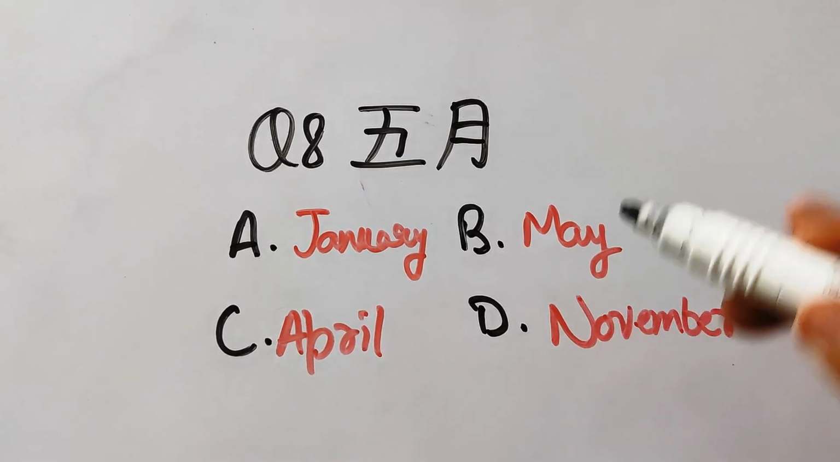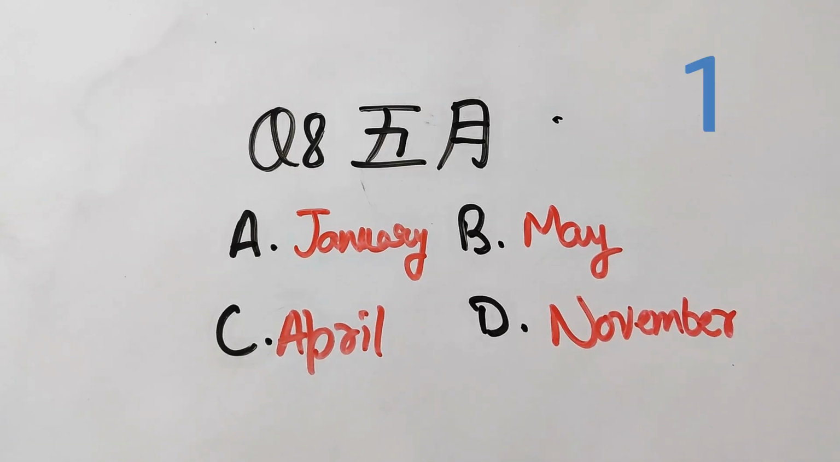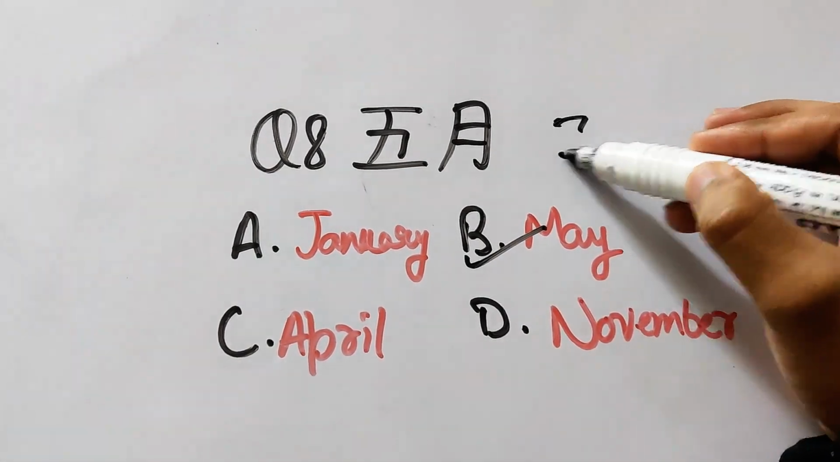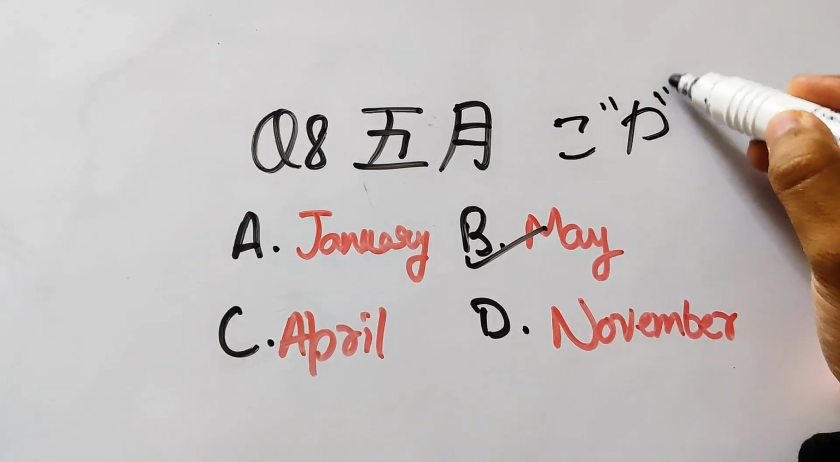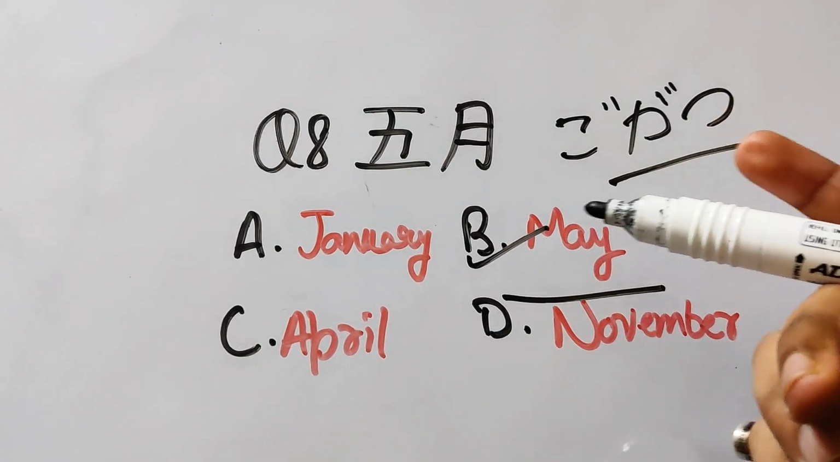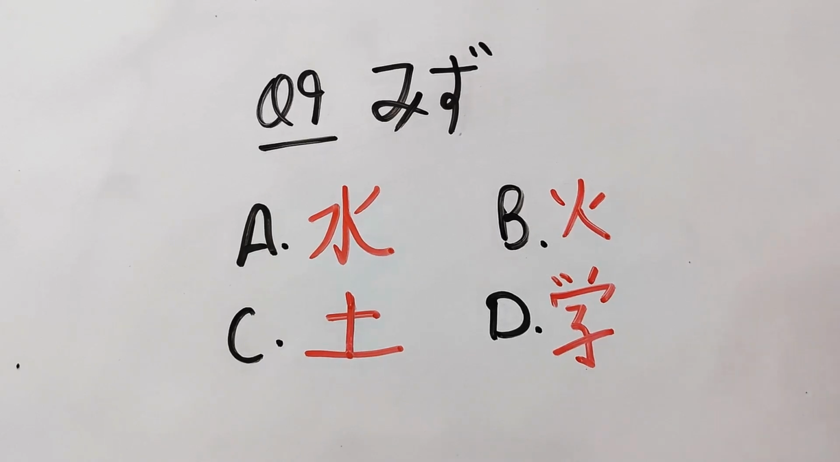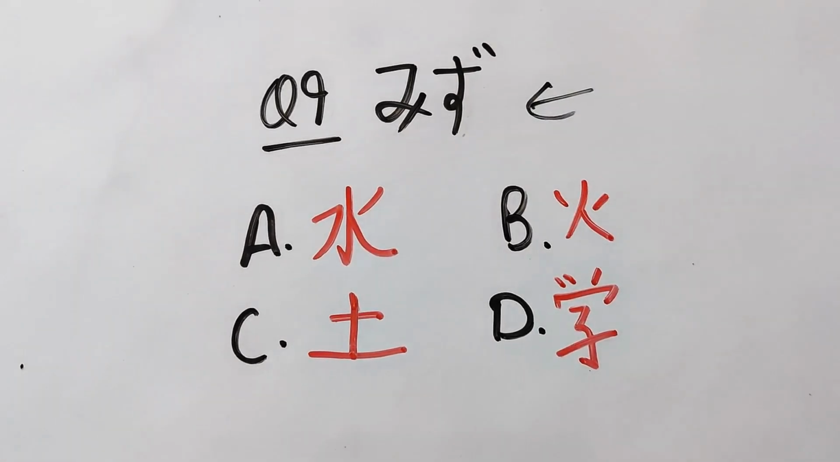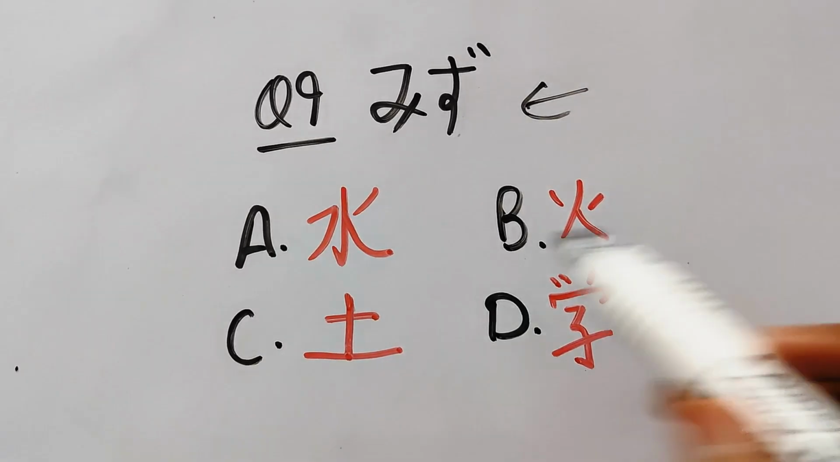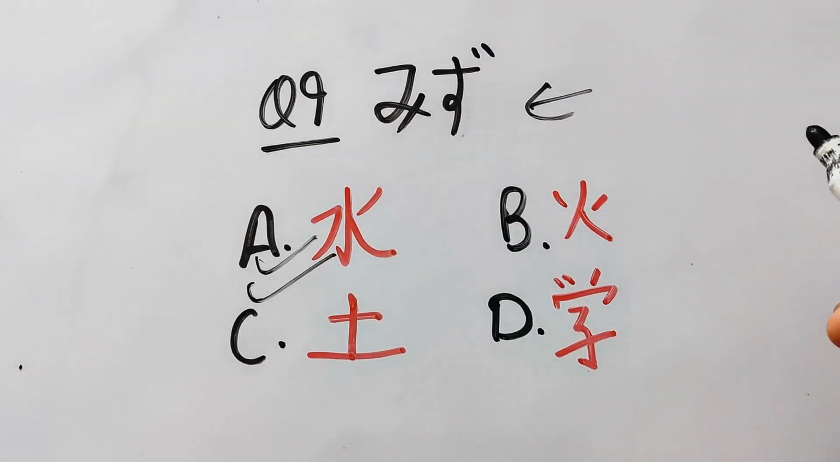So what is the meaning of this kanji? It's me, which means it is go gatsu. Go gatsu, which means May. Now next. Correct kanji for mizu. It's A mizu.